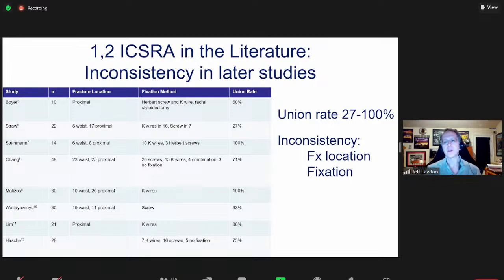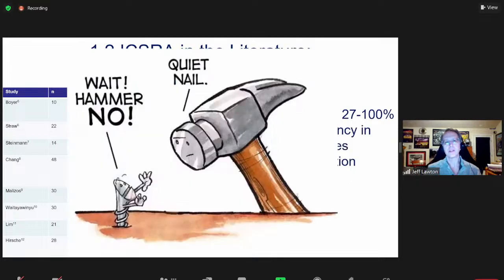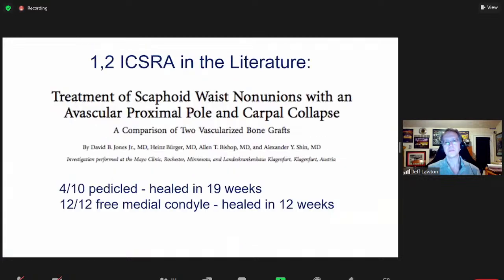And the results were all over the map, as you see, from as low as 27% to as high as 100%. And the thought was this is because there were differences in fracture location, fixation types, and it was really not an apples to apples comparison. So it was sort of, if you're a hammer, everything's a nail, and everything got a 1,2 ICSRA graft, and it turned out not to be ideal.